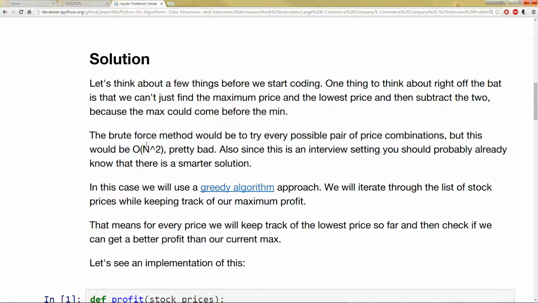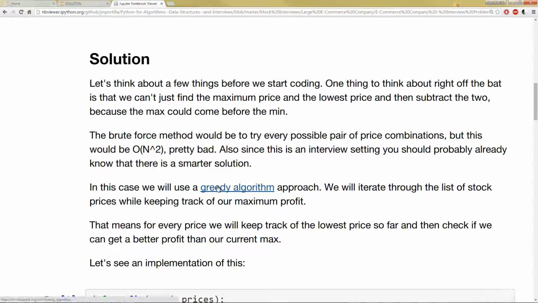And since this is an interview setting, you should already be aware that there's probably a smarter solution than just brute forcing it. However, if you ever get stuck on a problem, definitely at least do the brute force solution first, and then see if you can get a better solution. In this case, what we're going to do is use a greedy algorithm approach.